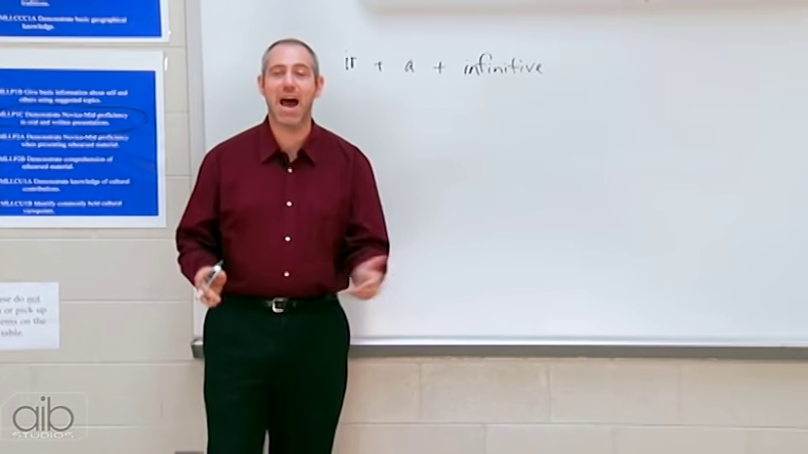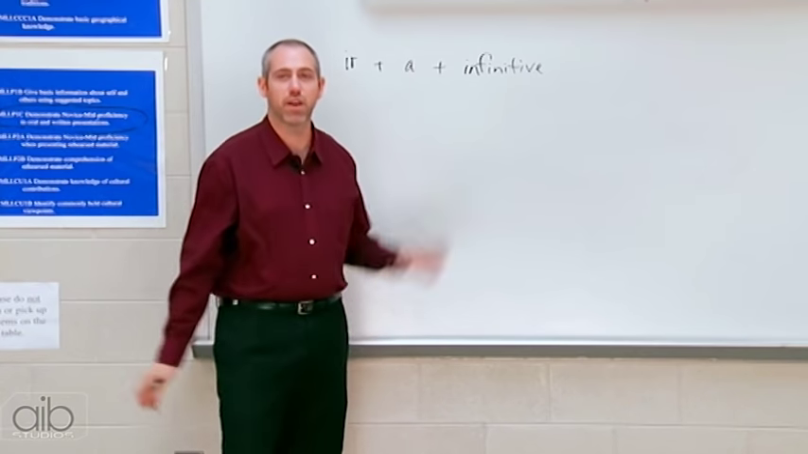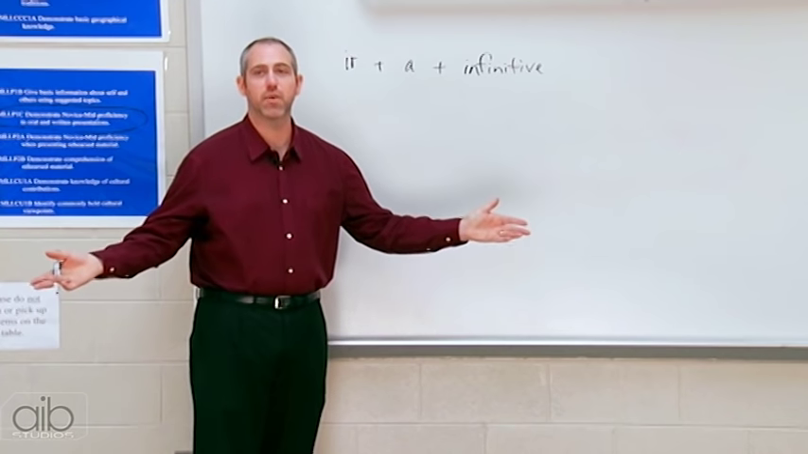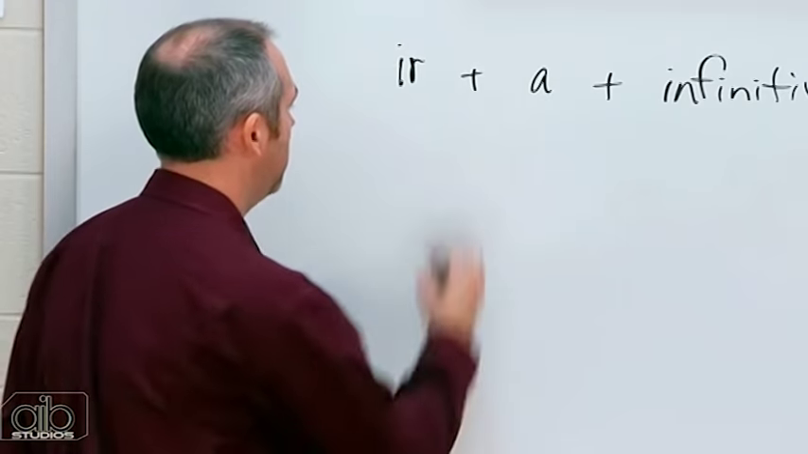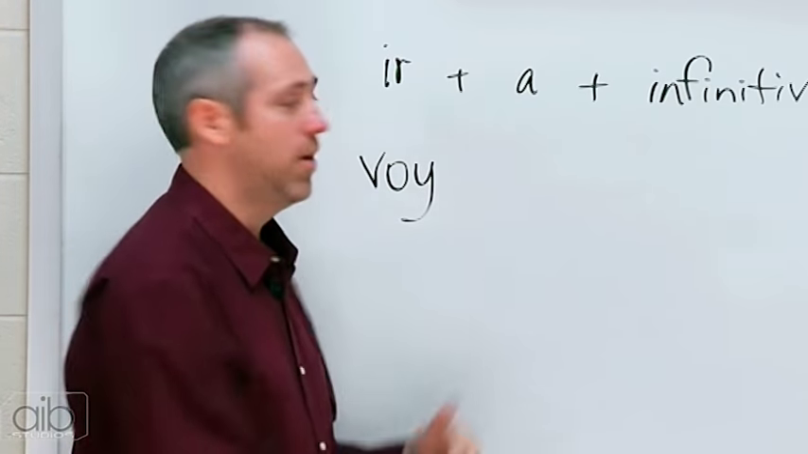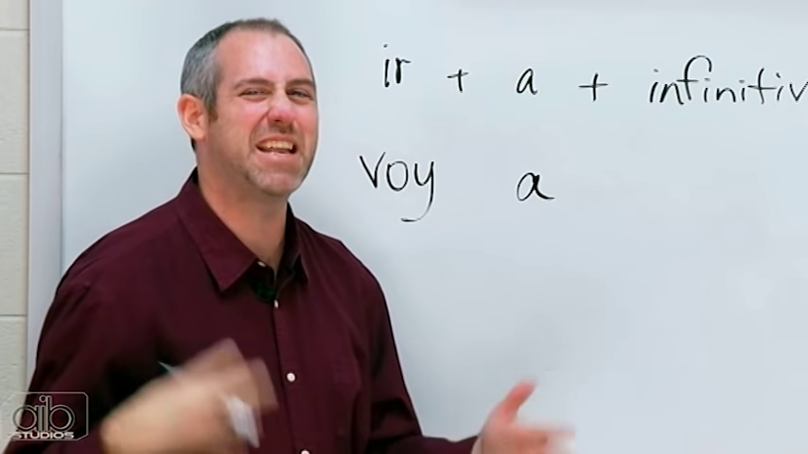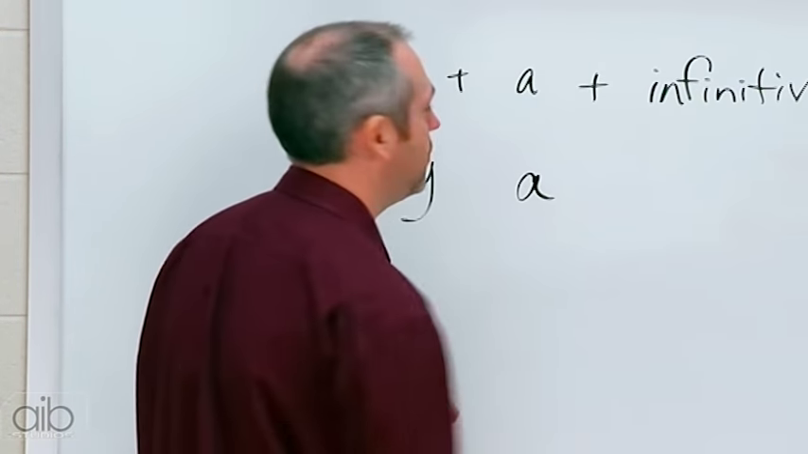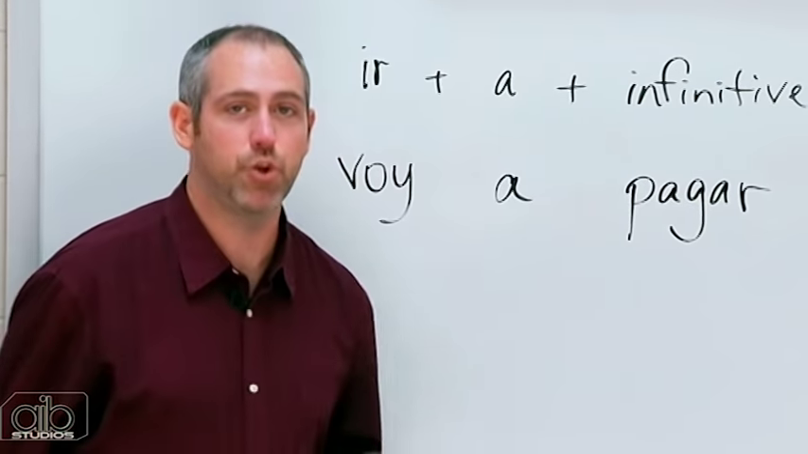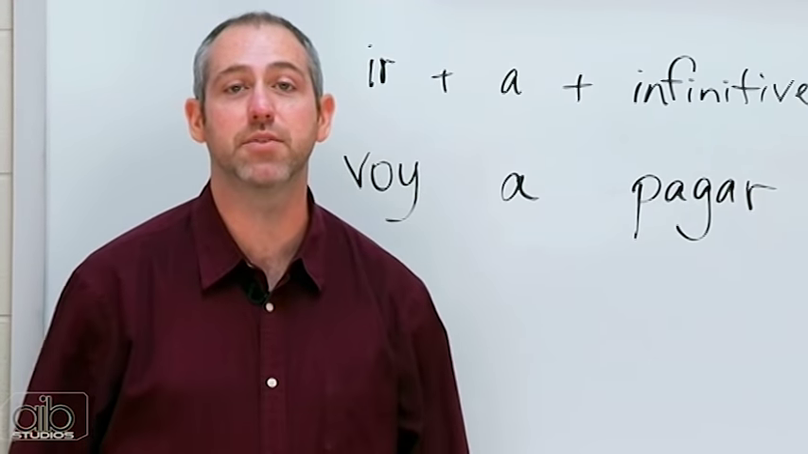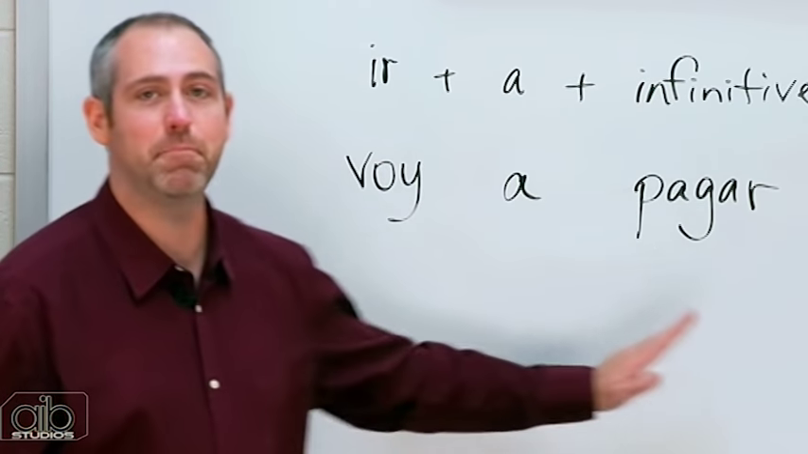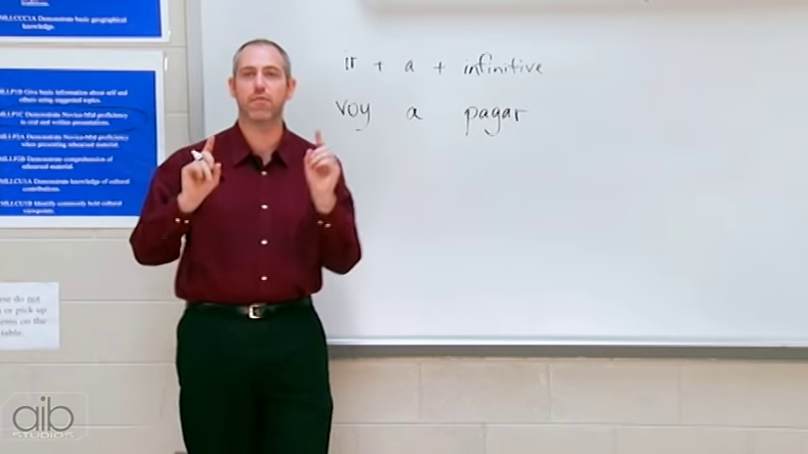So if you ever say, I am going to do something, we're going to use the phrase ir plus a plus infinitive, that formula. So we're going to use it with a verb. Let's pretend we're going to say, I am going to pay. So we're going to say, I'm going, voy, that's our form of ir. Now we have to put the word a. A doesn't really make sense when we try to translate it back to English, but it has to be there. And to pay, remember from another episode we learned AR verbs, pagar is to pay. We're going to leave the AR on it because if we leave the AR, it means to do that. So I'm going to pay. Voy a pagar.